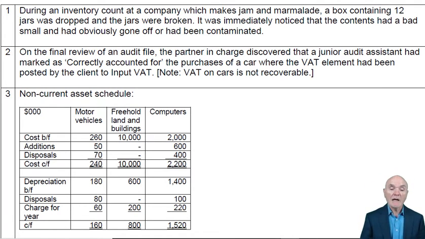During an inventory count, a company which makes jam and marmalade, a box containing 12 jars was dropped. The jars were broken. Immediately noticed that there was a bad smell, it should say, not a small, a smell, it should say. And it obviously gone off or be contaminated. So what are the kind of audit implications of this? And first of all, obviously that particular packet of 12 jars is going to have to be written off.